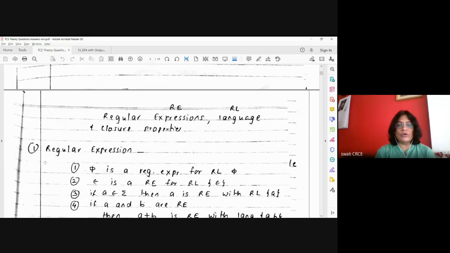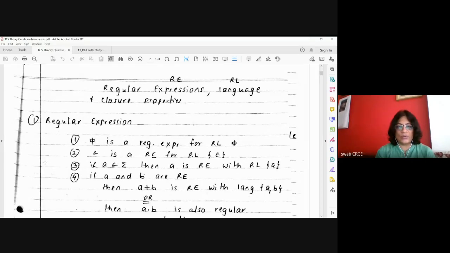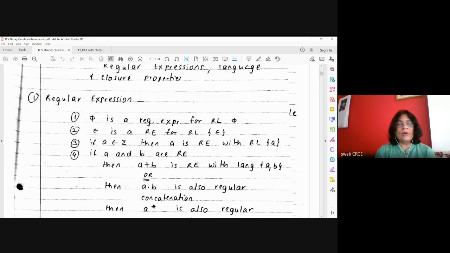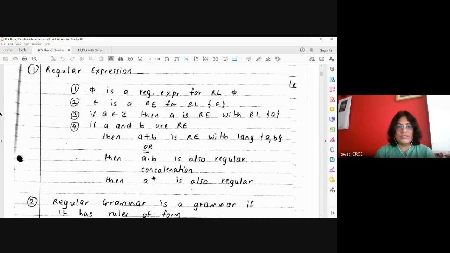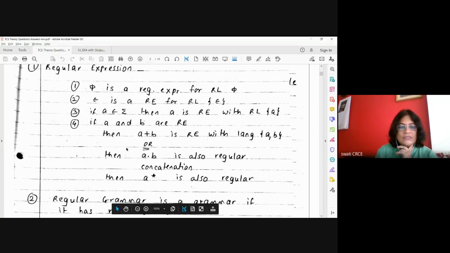So for regular expressions, I'll tell you now what questions are asked in the exam. They ask you about the regular expression. What is a regular expression? Can you see this PDF now? Okay. So in the PDF, the first question is about what is a regular expression. Phi is a regular expression, epsilon is a regular expression, A is a regular expression, A plus B, A dot B, A star and A plus. This was the answer for the first question.